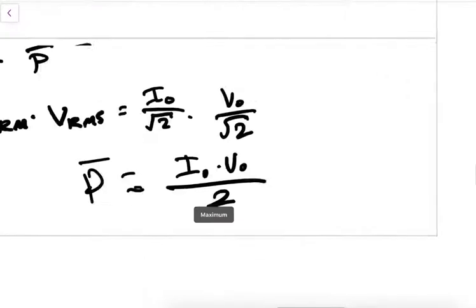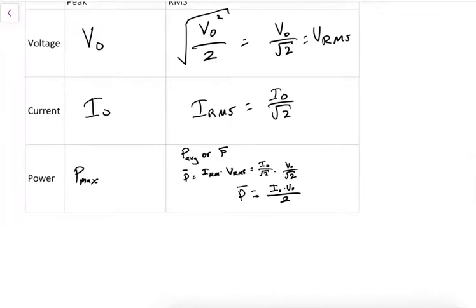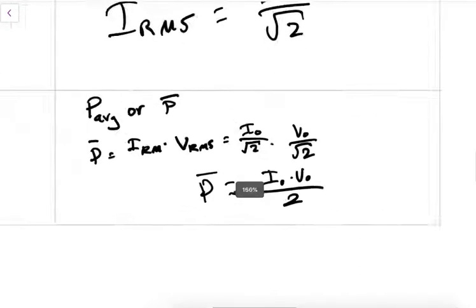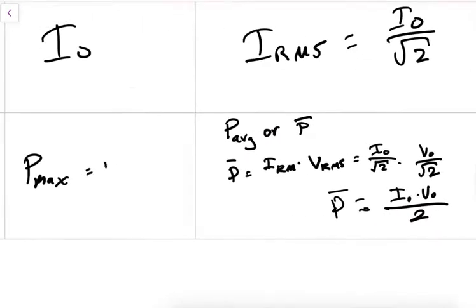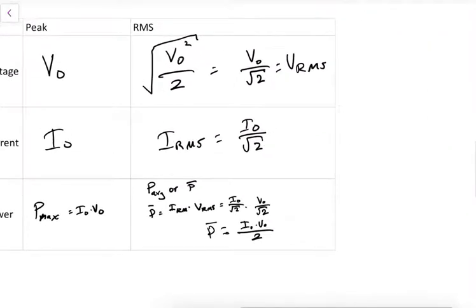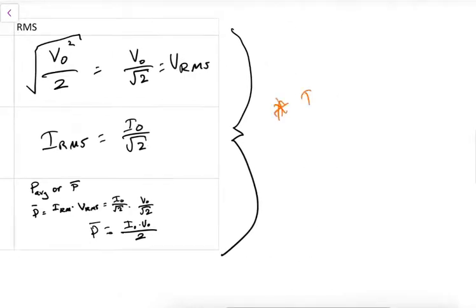Now, obviously, you can also say, oh okay, that's half of my maximum power. That's my average power, because of the way we use the root mean square. So that's that. One thing I didn't write is P max is just I naught V naught, kind of the same equations we've done before. All of these equations are in your data booklet.